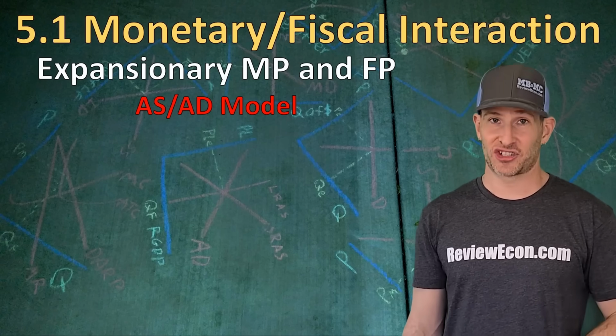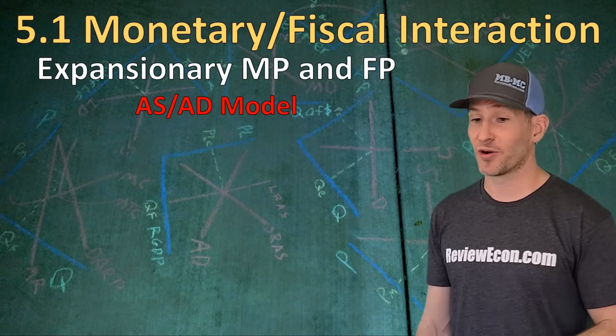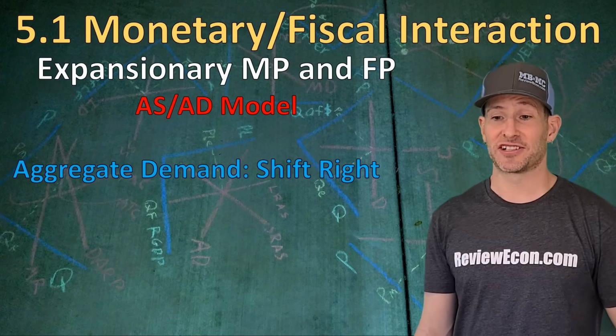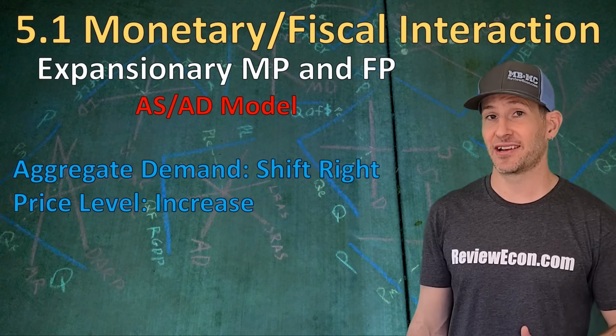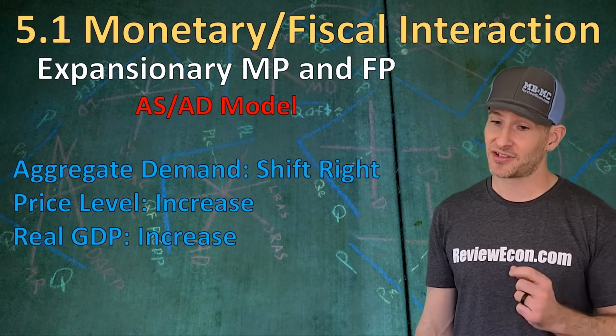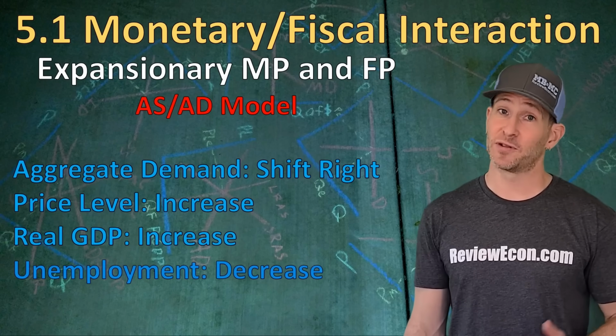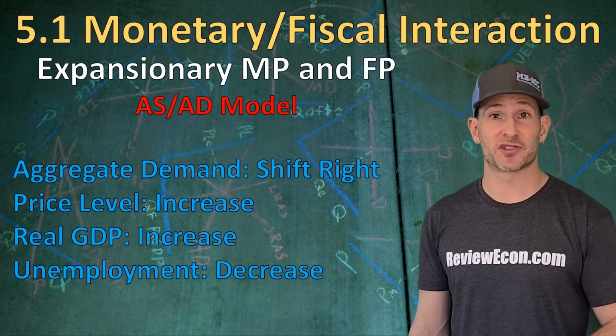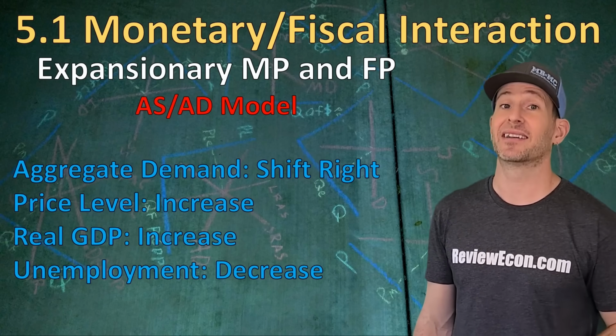Since both actions shift that aggregate demand curve to the right, we know that the aggregate demand curve will definitely shift to the right. That means the price level is going to increase, real GDP output is also going to increase, and the unemployment rate will decrease as a result because there's an inverse relationship between real GDP and unemployment.